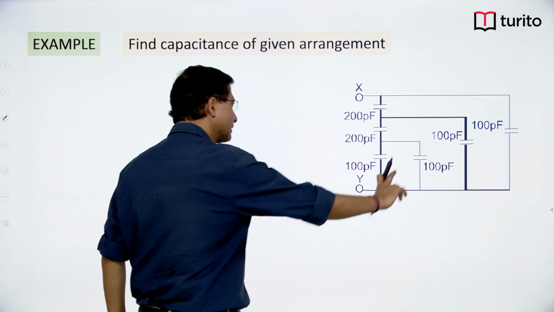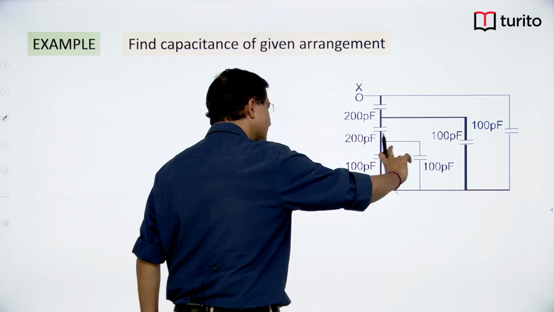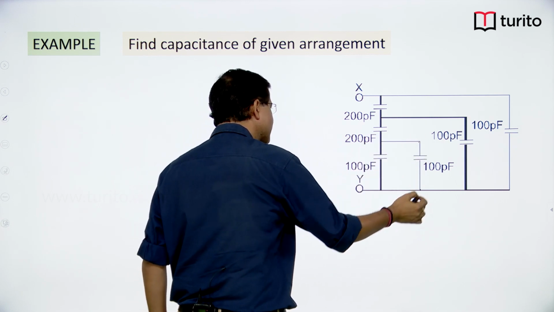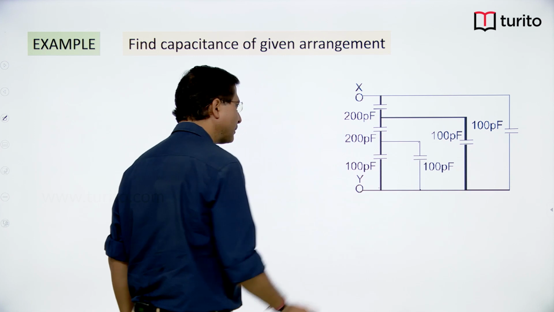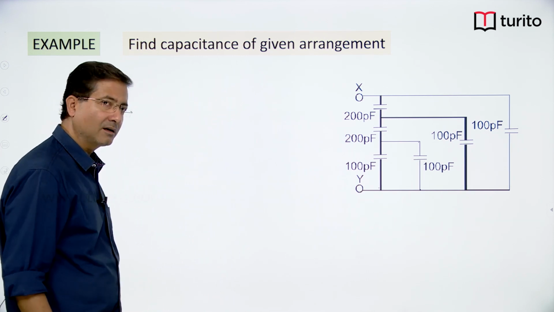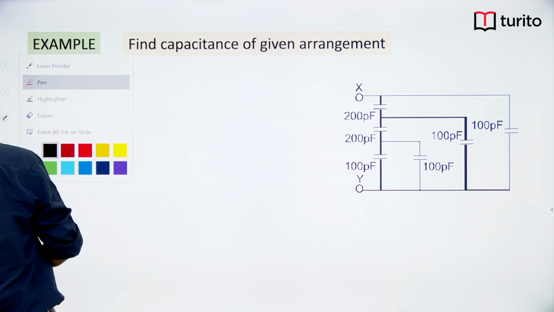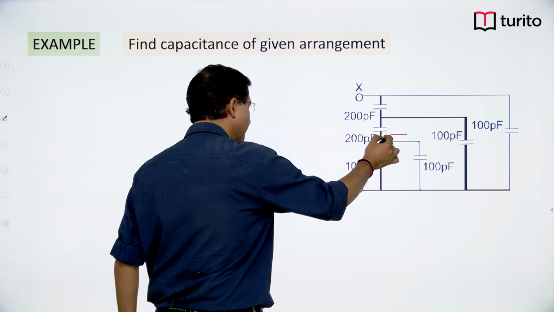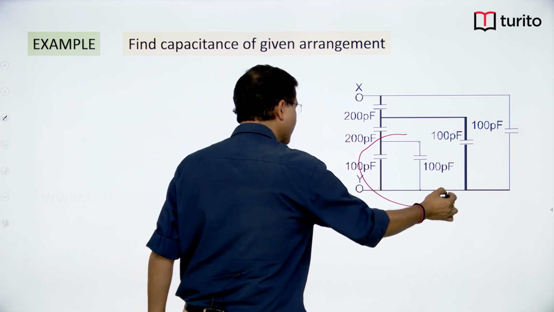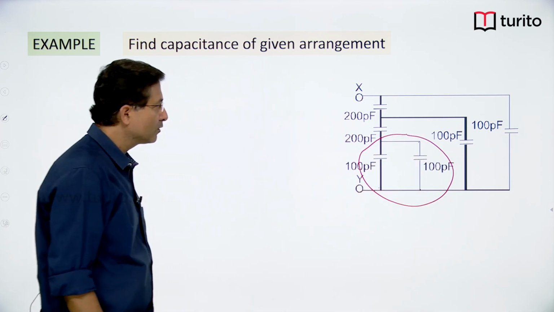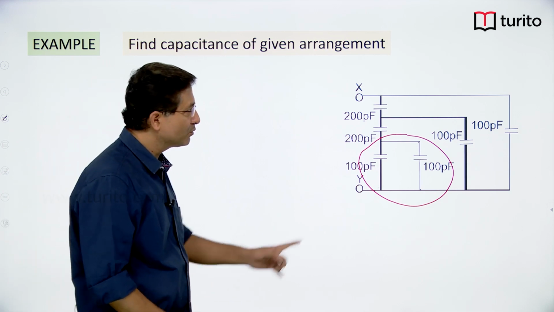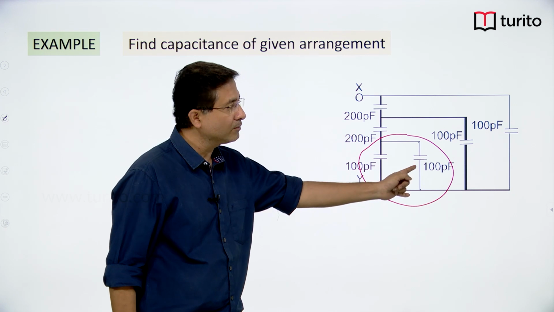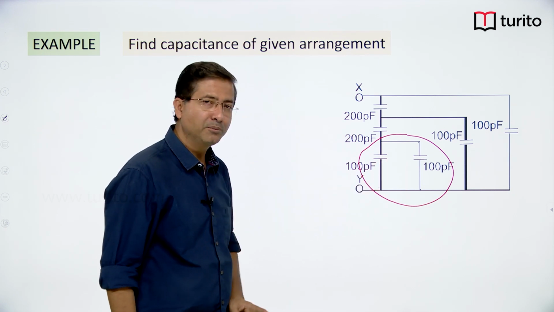See, I can see that this and this are directly connected. The first is connected to the first of this one and the second is connected to the second of this one. These two are in parallel combination. So I can reduce this part of the circuit first, right. When you add these two, the formula is C1 plus C2, so it will become 200 picofarad, right.